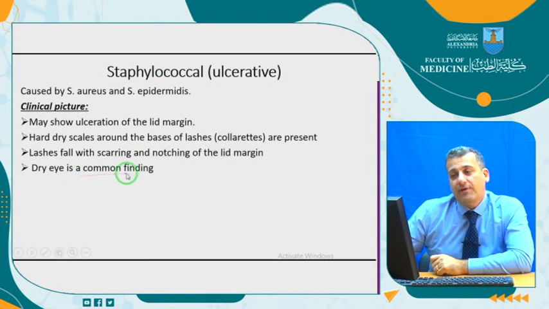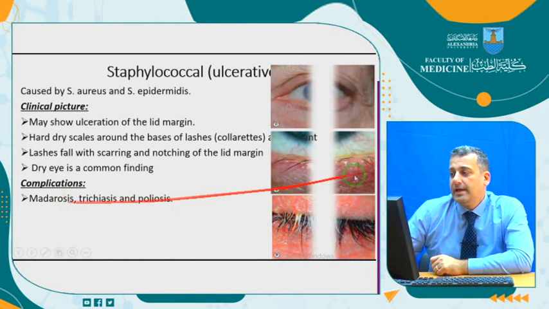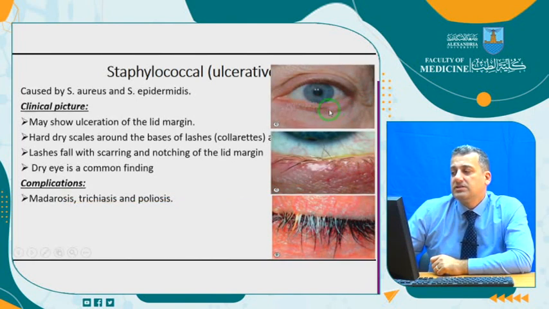Dry eye is a common finding, okay? The complications can be madarosis, trichiasis, and poliosis. Madarosis, as you see here in this slide, is loss or absence of the lash from the lid. This is called madarosis. You can see the lid has no lashes. Trichiasis means misdirection of the lashes. You can see these two lashes are misdirected, rubbing against the eye. And poliosis means whitening of the lash, as you can see here. So the complications can be madarosis, trichiasis, and poliosis.